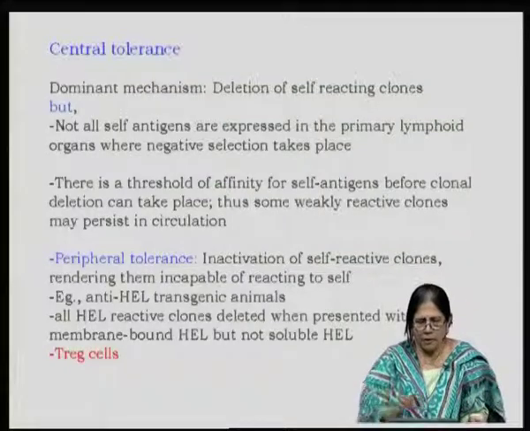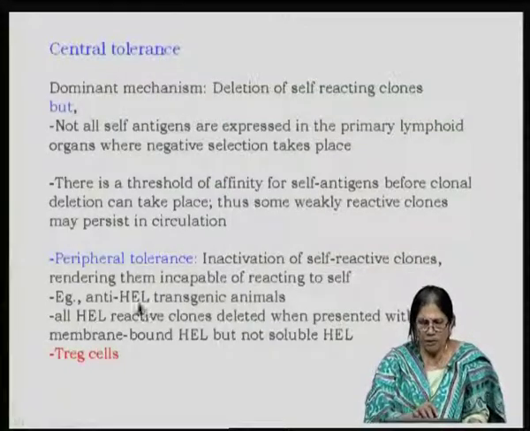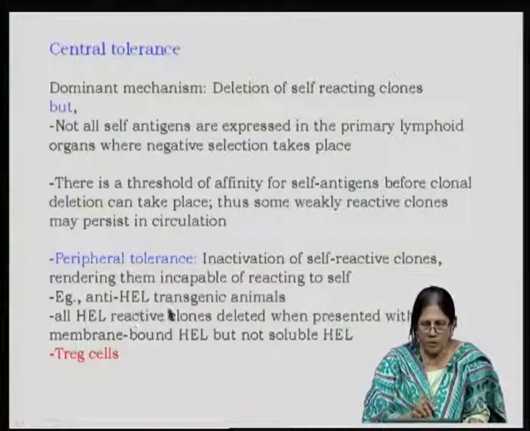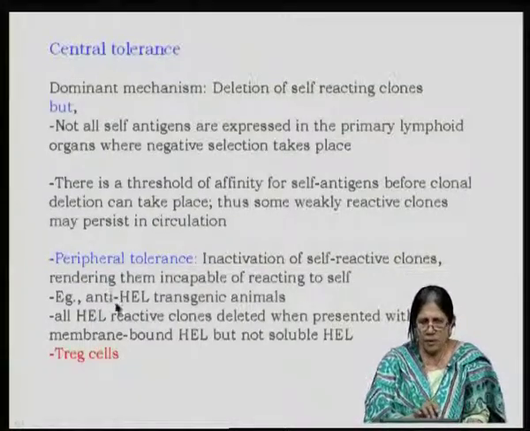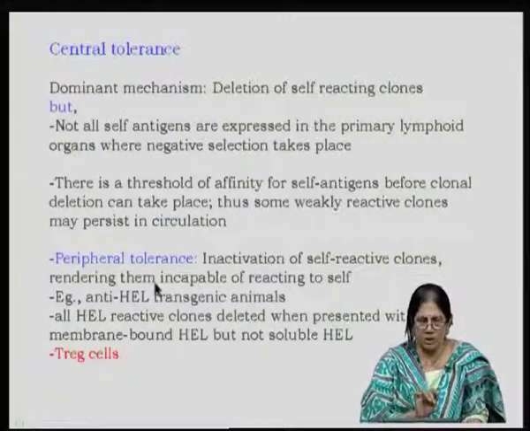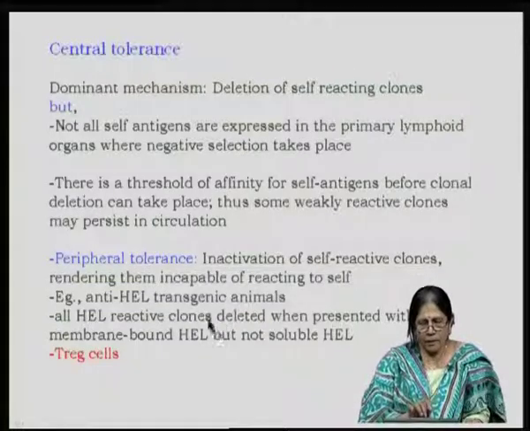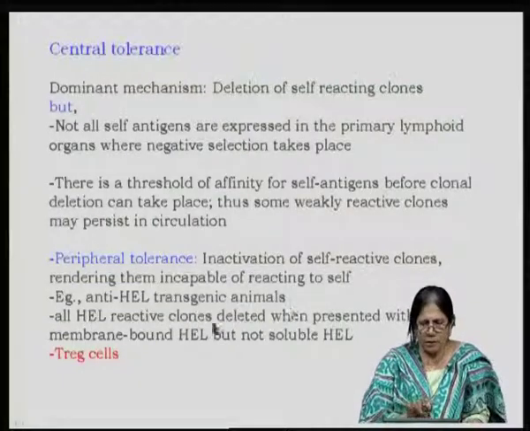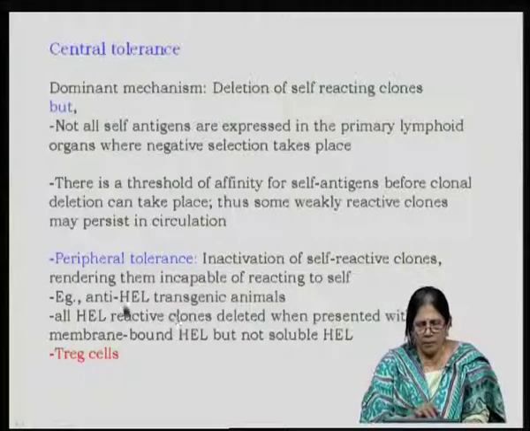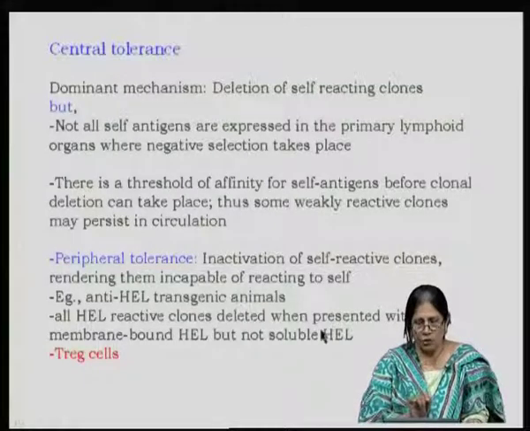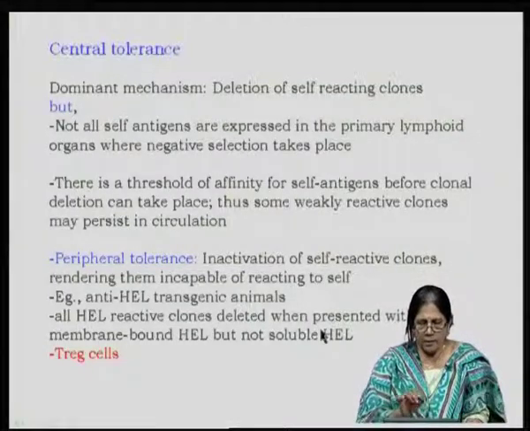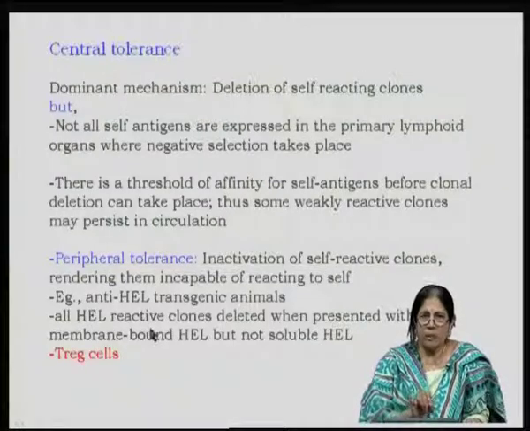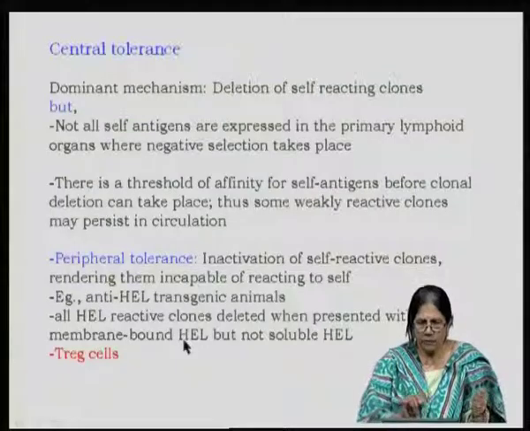This particular mouse, which is transgenic, would have at least about, let us say, 33 to 40% of the B cells which react, or have the receptor to react, to HEL. Now, they have studied how many of these HEL reactive clones get destroyed when these B cells in the immature state are exposed to membrane bound HEL versus soluble HEL.